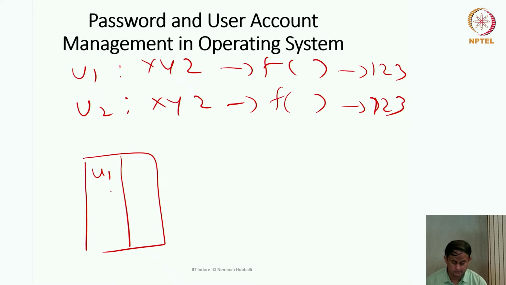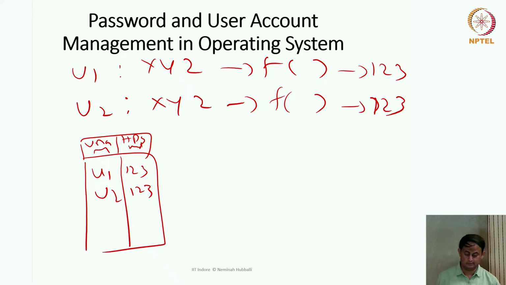You have user 1 and user 2, and the first column is, as usual, the username, and this is the hashed password. So here you have 1 2 3, and here also you have 1 2 3. This file is not encrypted, it is in plain text format.